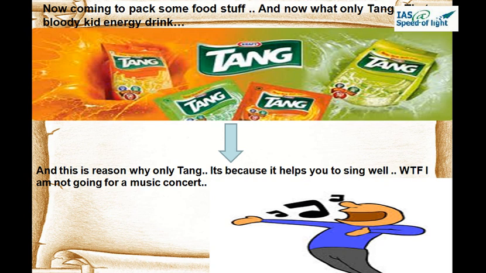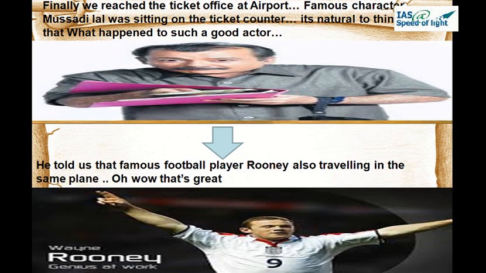But you ignored them and you moved ahead. Fine. So now after all this packing stuff, you reached the ticket office of the airport, and you went to the ticket counter. The famous character Musaddi Lal was sitting at the ticket counter. So this is Musaddi Lal, and he is the father of the famous Bollywood hero Shahid Kapoor. Okay, he is the father of Shahid Kapoor.